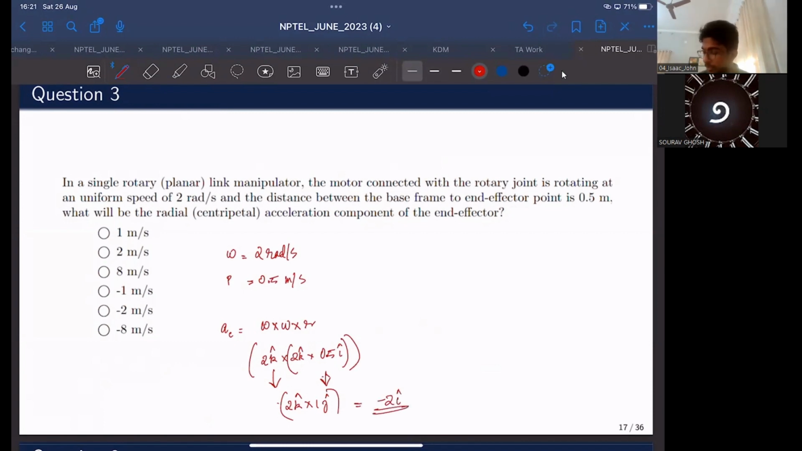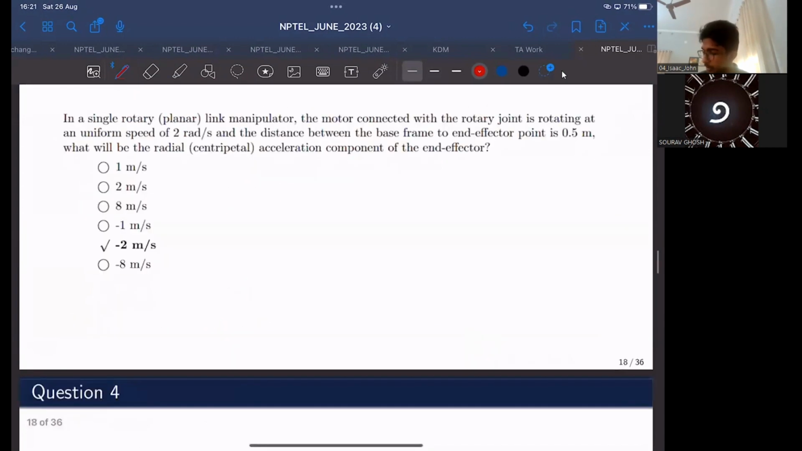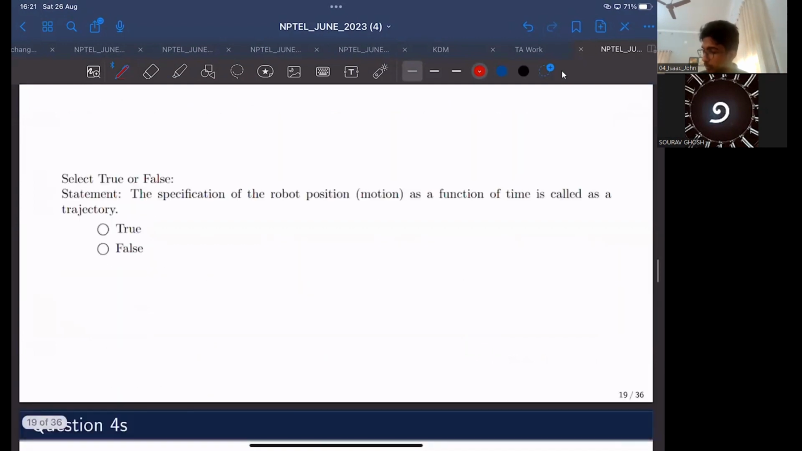So in that answer, the correct option is 2. It's not minus, it's minus 2, it's not 2. Okay, moving on to question 4.